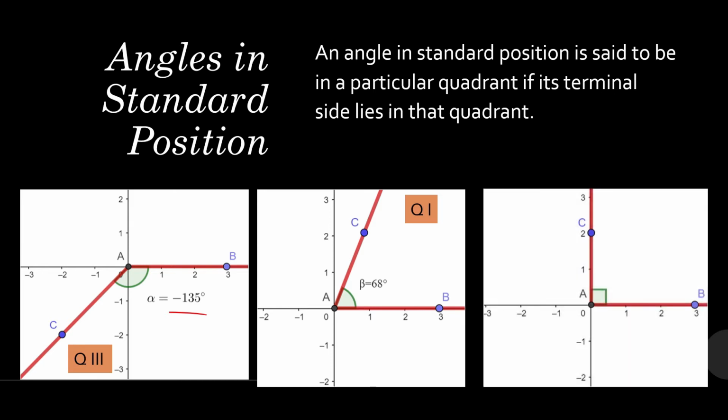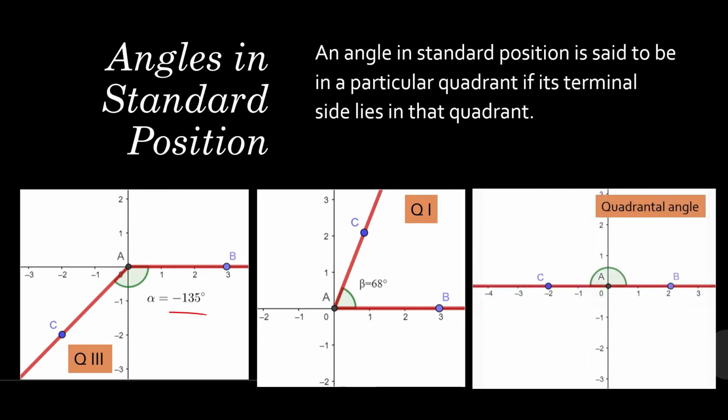How about when our angle has a degree measure of 90 degrees? The terminal side will fall exactly at the vertical axis. So it does not belong in the first quadrant, and neither does it belong in the second quadrant. We call these angles quadrantal angles. It's the same with a straight angle.